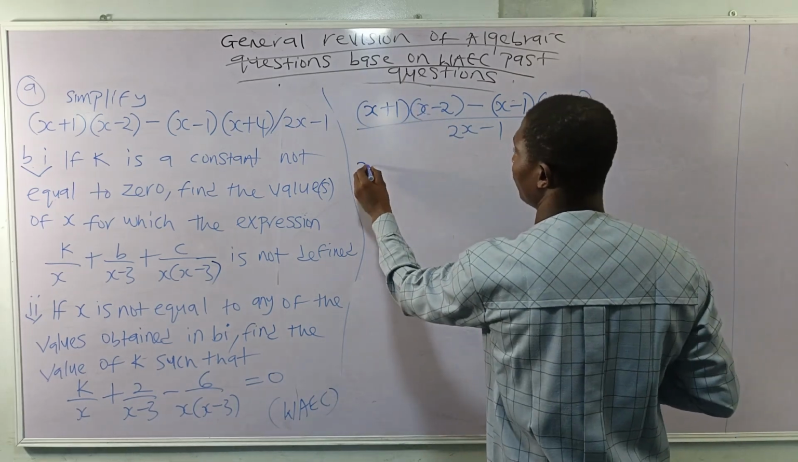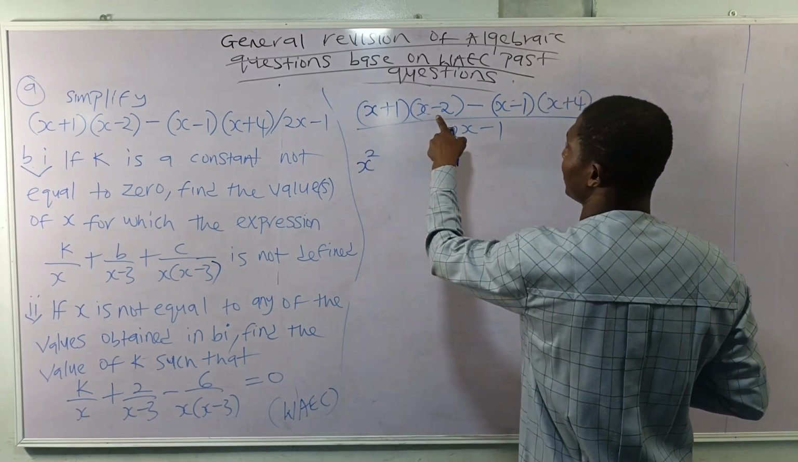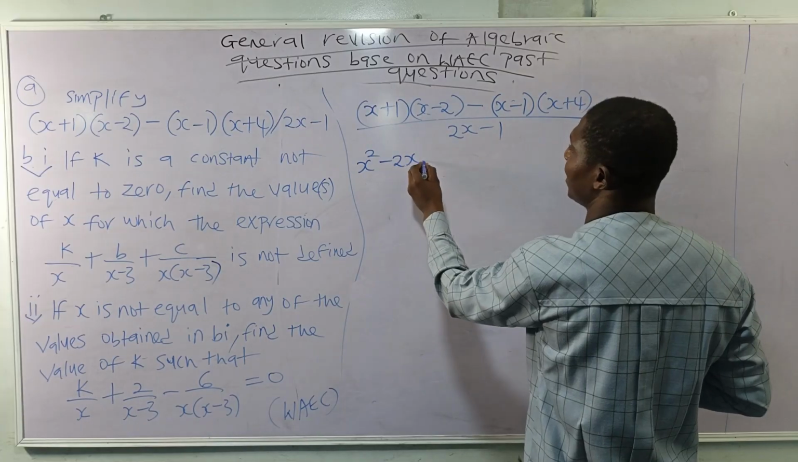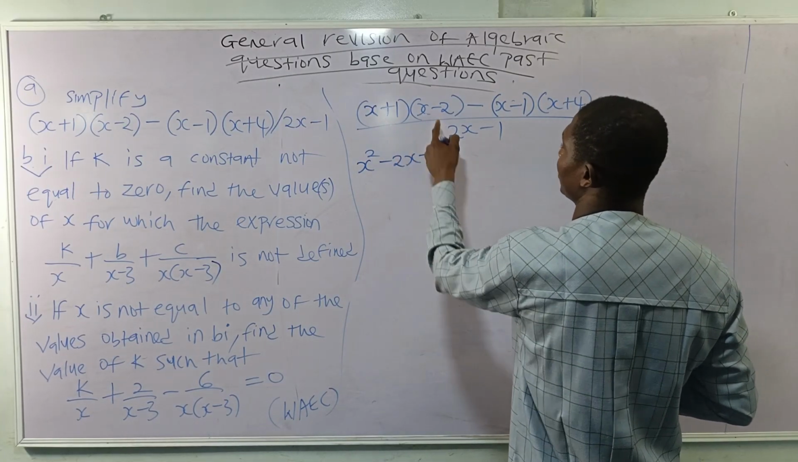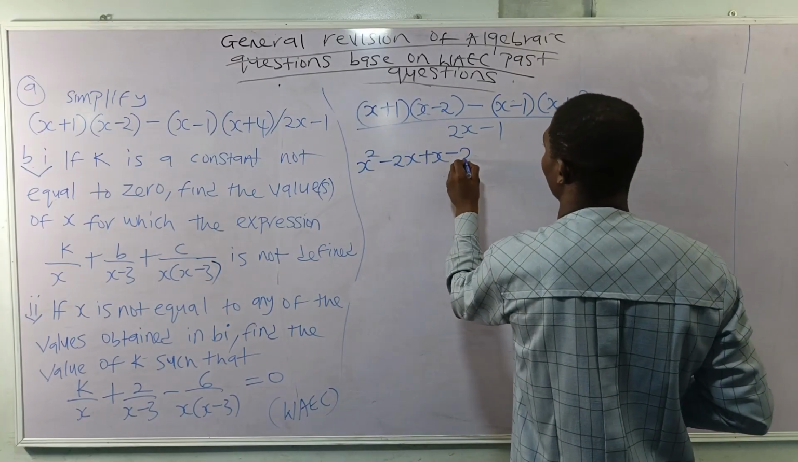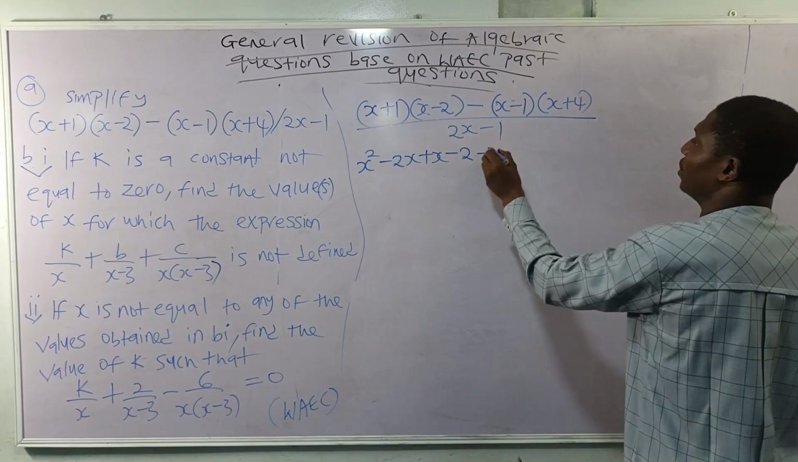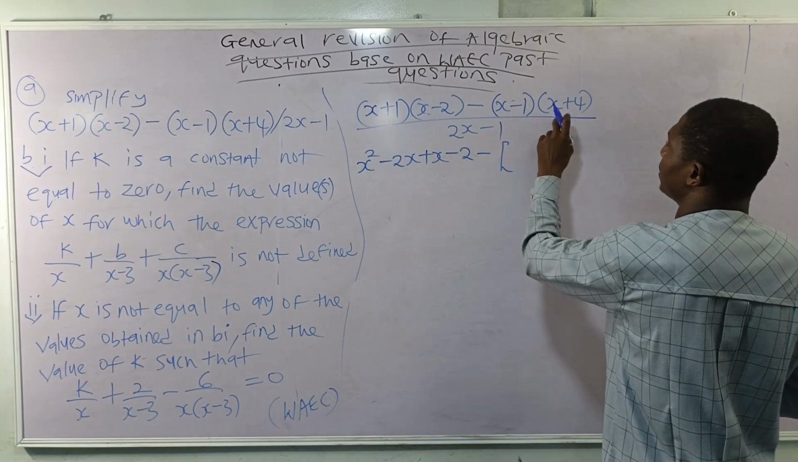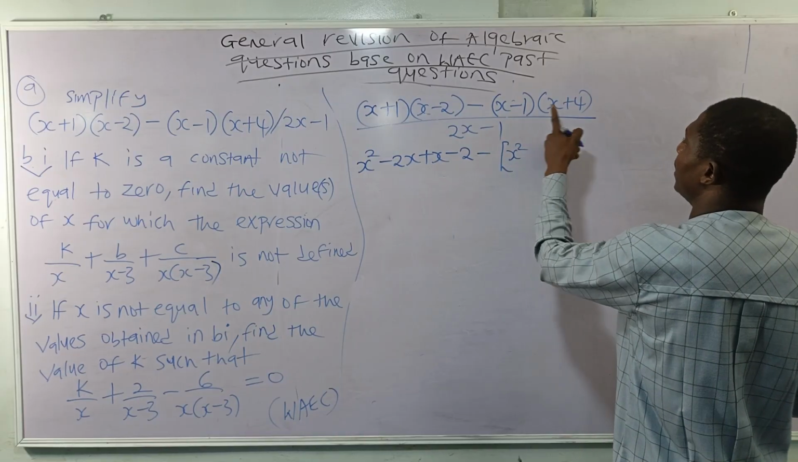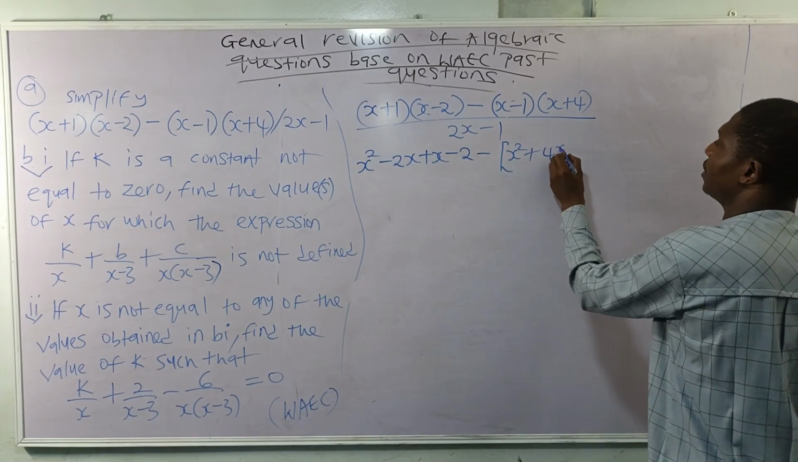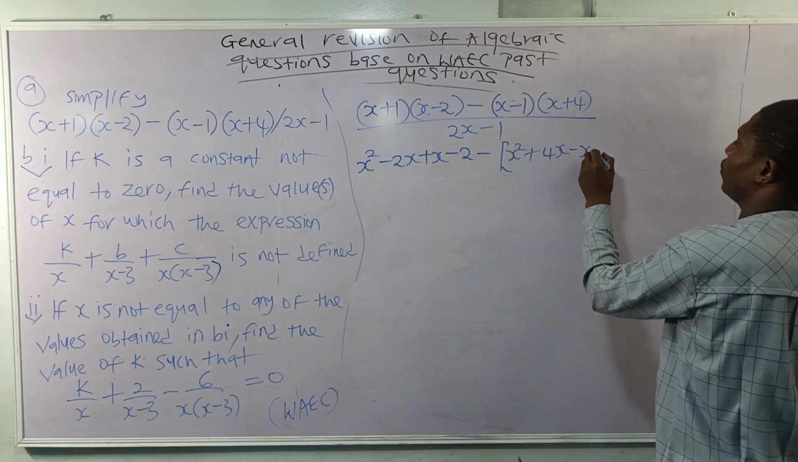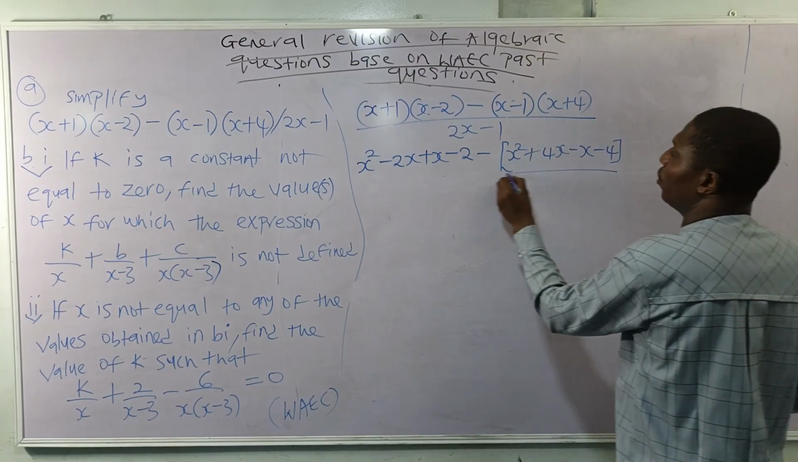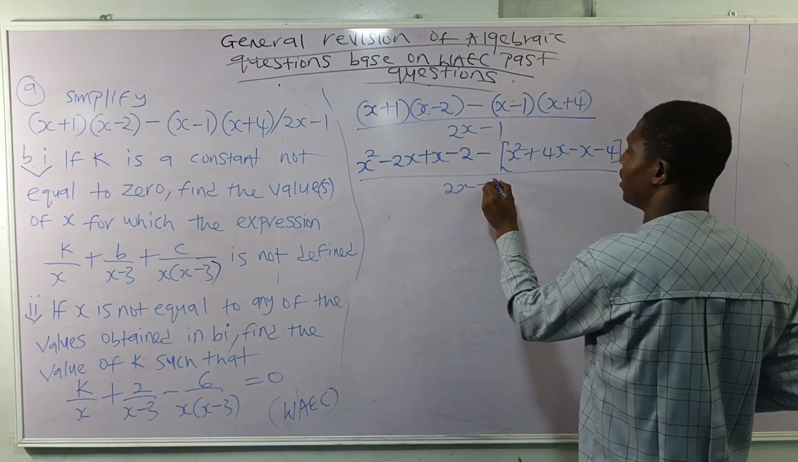x times x will give me x squared. x times minus 2 will give me minus 2x. Plus 1 times x will give me plus x. Plus times minus is minus, 1 times 2 is 2. Minus, put this in bracket, please. x times x, x squared. x times 4, 4x. Minus 1 times x, minus x. Minus 1 times plus 4 will give me minus 4. All over 2x - 1.